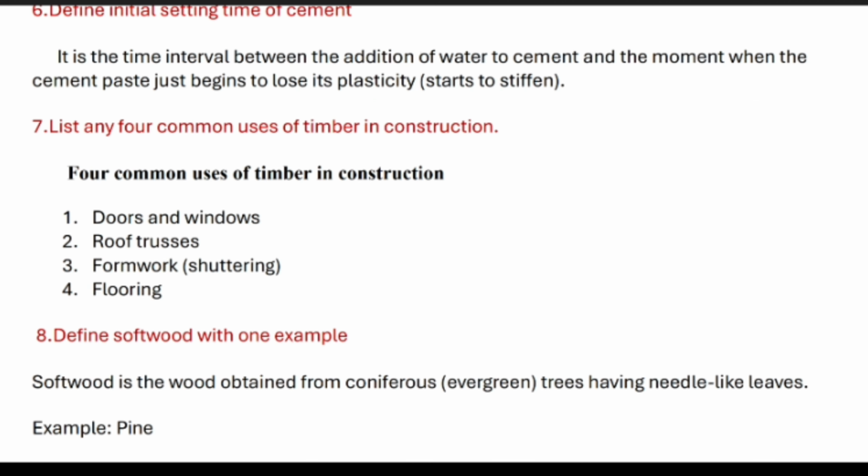And next question: define softwood with one example. Softwood is nothing but wood from evergreen coniferous trees, which have needle-like leaves. You can give pine as an example of softwood. This type of wood we call softwood.